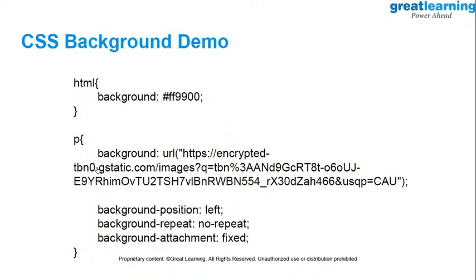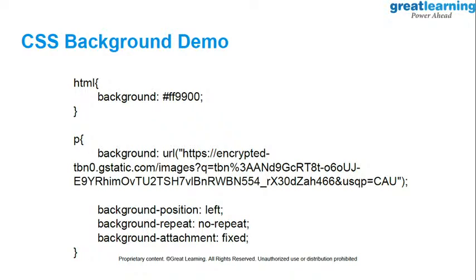Now you have selected a paragraph tag, then you applied the URL of some particular image. It can be anything. So background URL, then you position it to the left, and then no-repeat, which means you're not repeating your image. Then the attachment is fixed. That means if your page is big and you scroll down, you can use this property to fix your image.